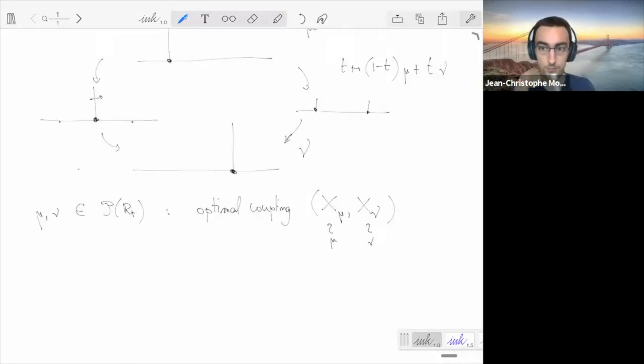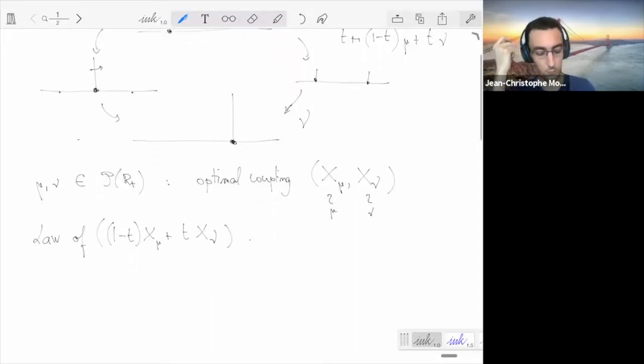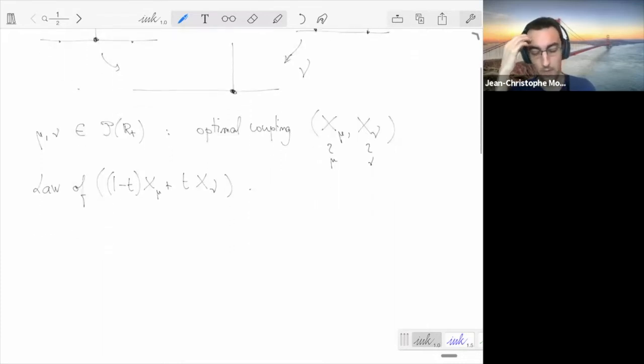And then I claim that what we do when we make this movement on the left, the one that is here, is that this intermediate thing is the law of (1 minus t) X_mu plus t X_nu. And this is a way to define this alternative way to move in the space of probability measures. I have not yet defined what this optimal coupling is, but in 1D, it's actually easy to define it. It's just the monotone coupling between the two variables.